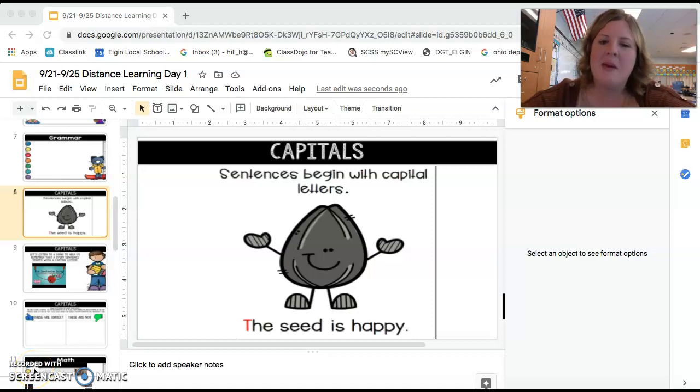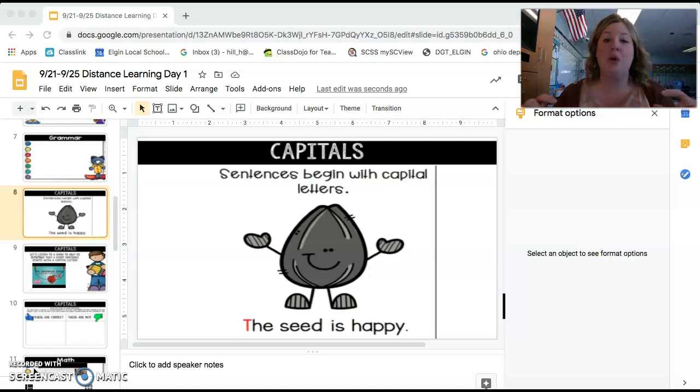Hello, guys. We're going to talk about capitals and I think periods today as well, okay? So this slide says sentences begin with a capital letter. When we were at school this past week, we did a couple of pages that were your sentence scrambles, right?